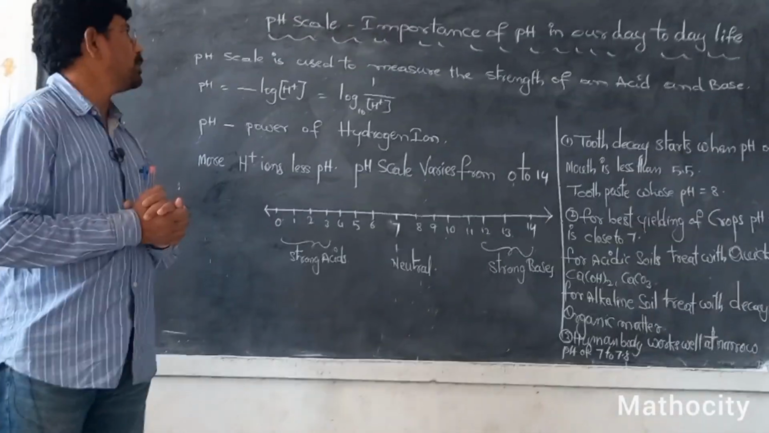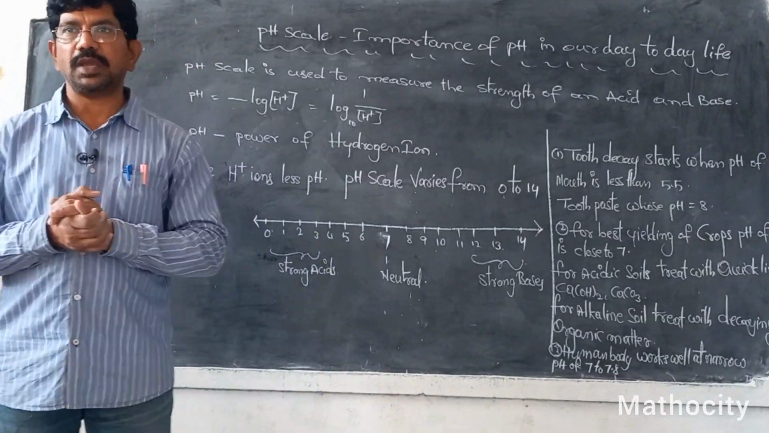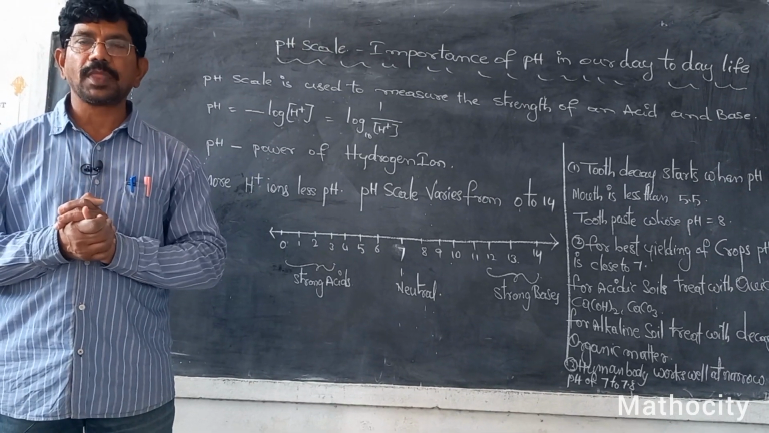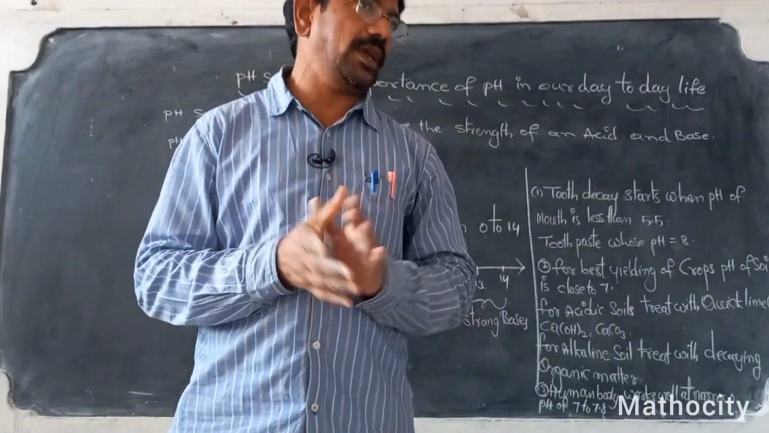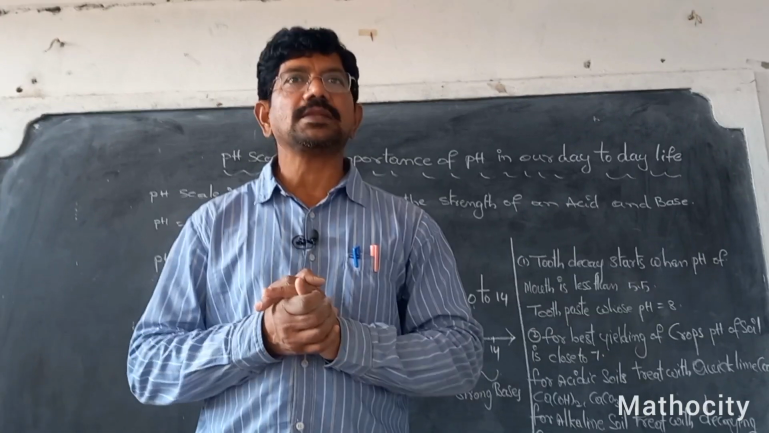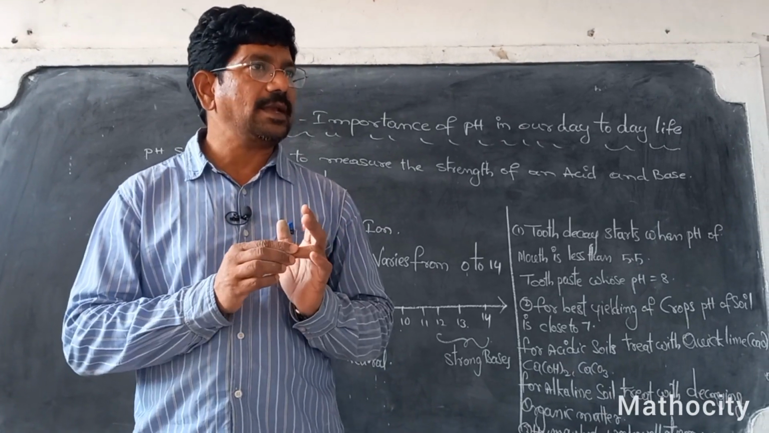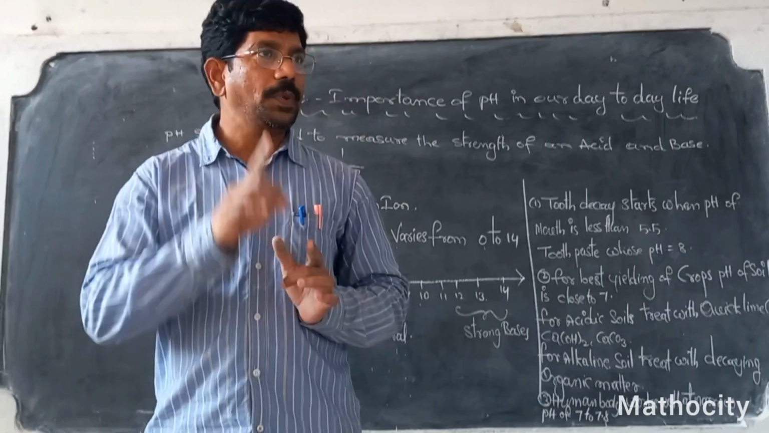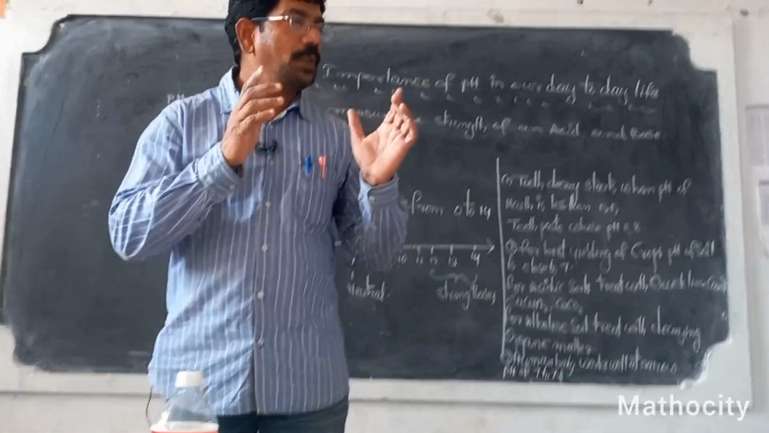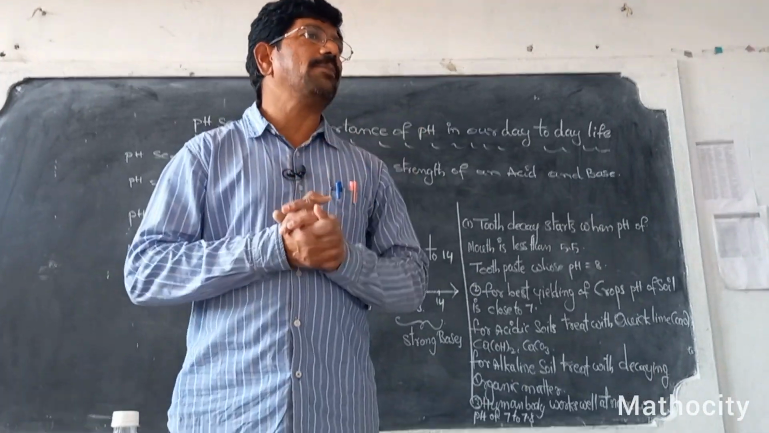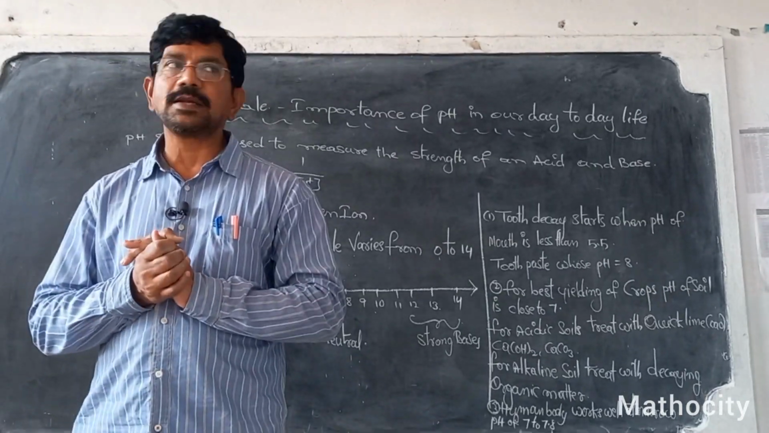In this session, we are going to discuss what pH is, what the pH scale is, and the importance of the pH scale in our day-to-day life. With the help of indicators, we can know whether a given solution is an acid or a base. But the strength of the acid and base cannot be known with the help of indicators. The strength of an acid and a base is known with the help of the pH scale introduced by Sorensen. pH is defined as the negative logarithm of the H plus ion concentration.